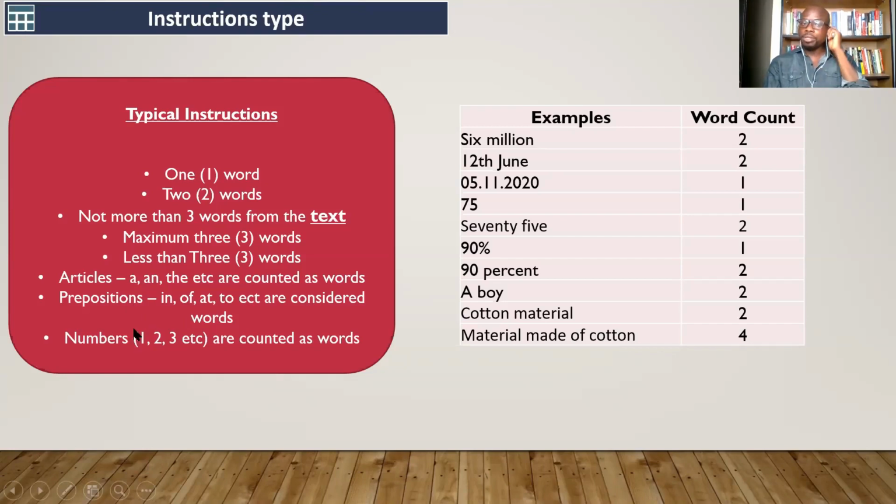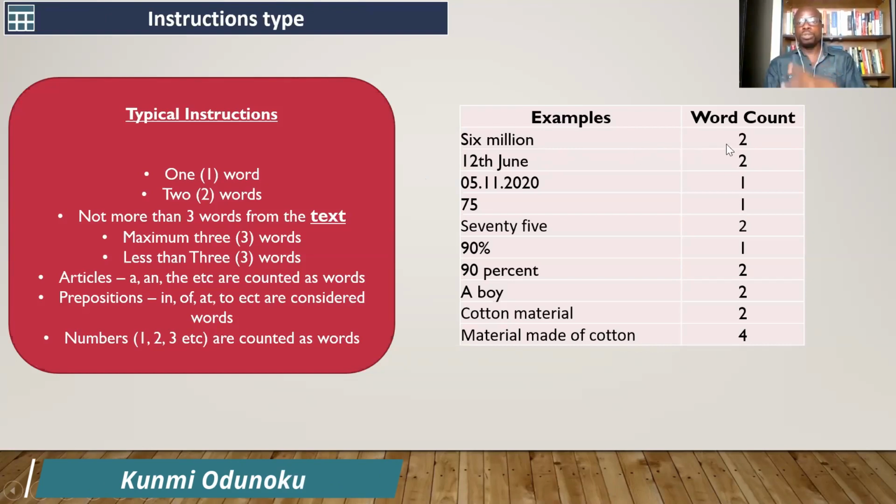They are referred to as words, and that's why I kept this example here, just for you to see and understand. If you have something like 6 million, that's two words already. If you have 12th of June, the 12th is counted as a word, June is also a word, so you have two words there. Now see this date format, 05/11/2020. This will be counted as just one word.